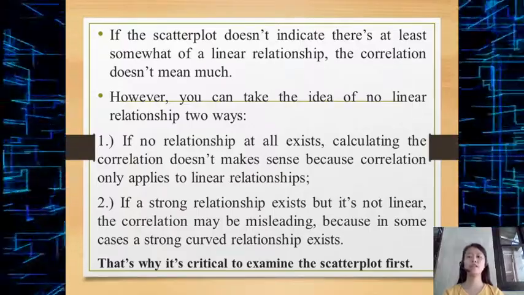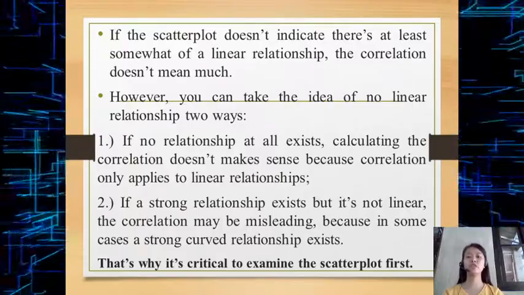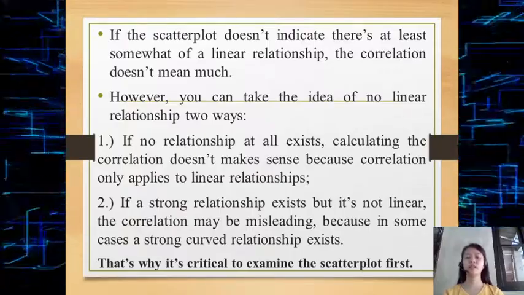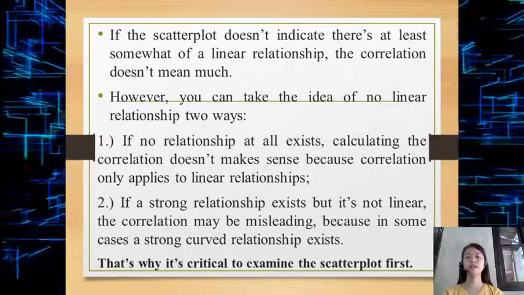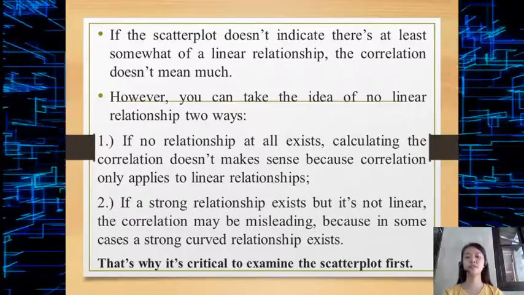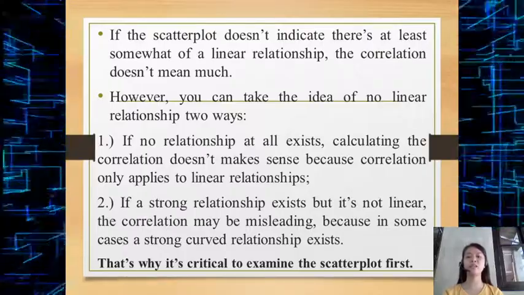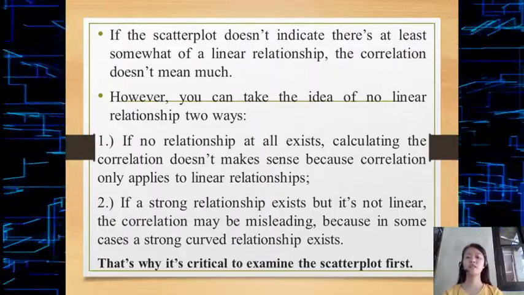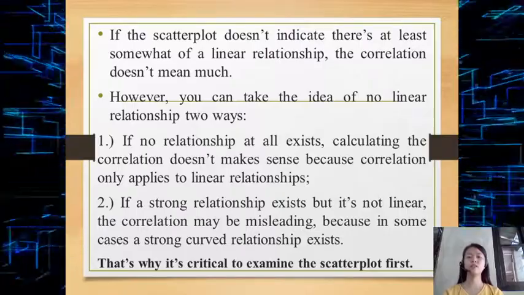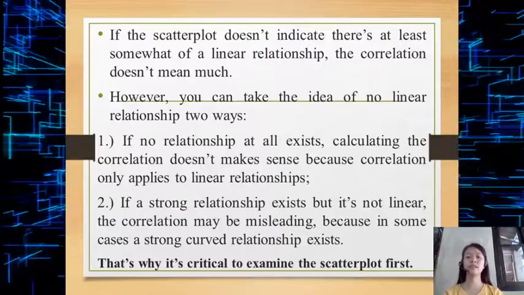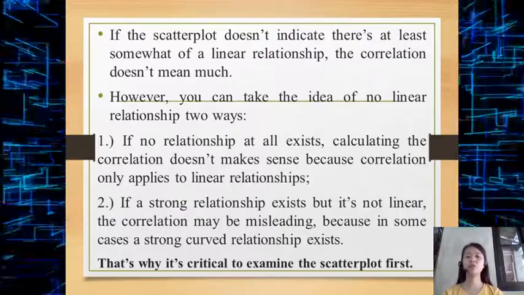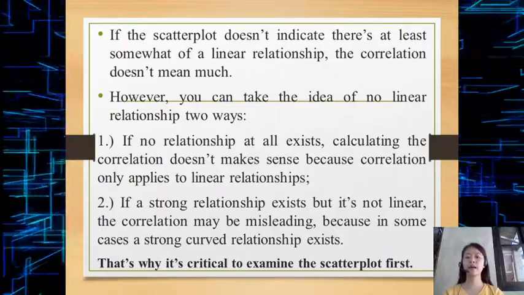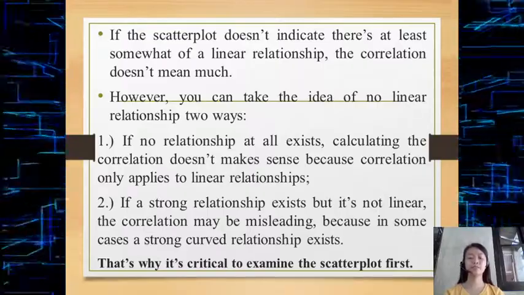However, you can take the idea of no linear relationship two ways. First, if no relationship at all exists, calculating the correlation doesn't make sense because correlation only applies to linear relationships. Second, if a strong relationship exists but it's not linear, the correlation may be misleading because in some cases a strong curved relationship exists. That's why it's critical to examine the scatterplot first.